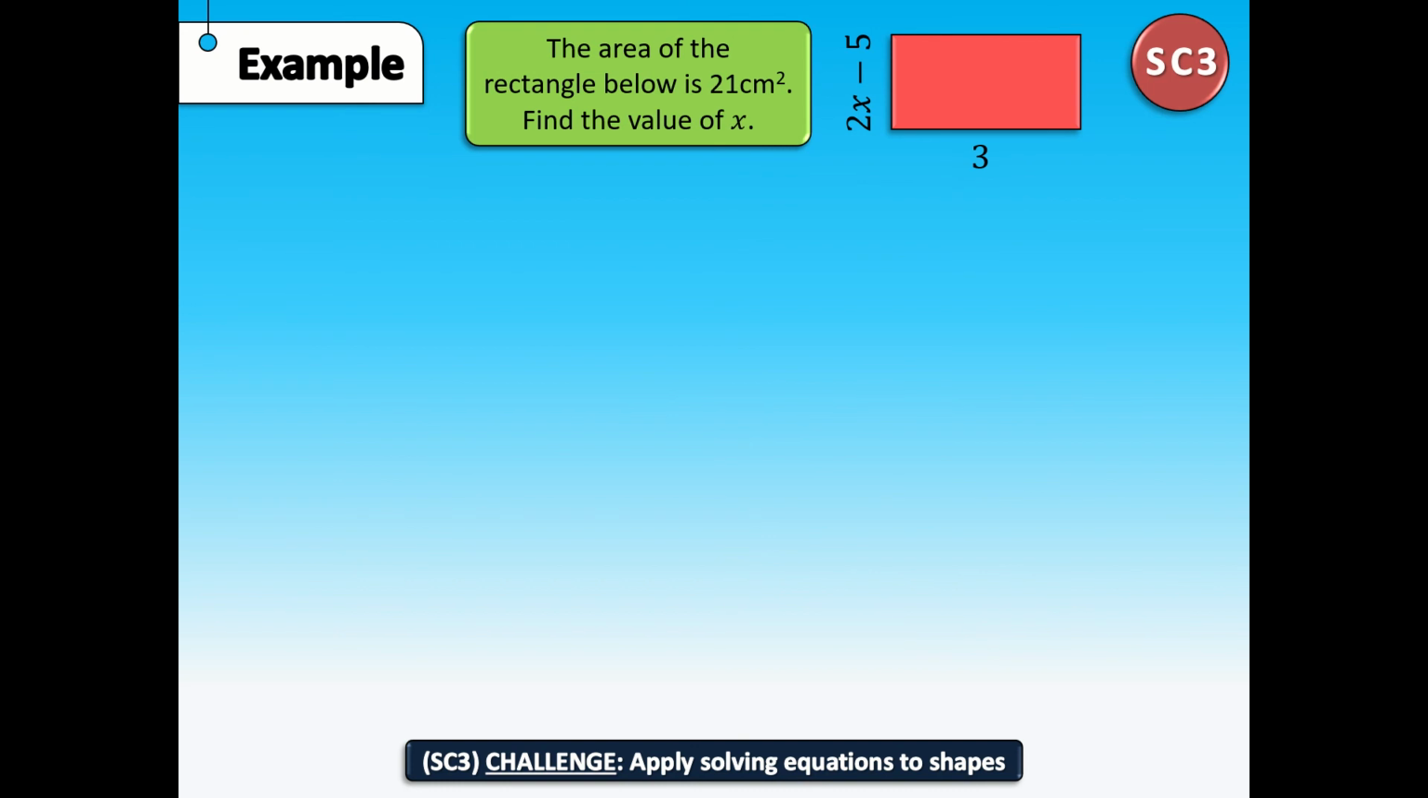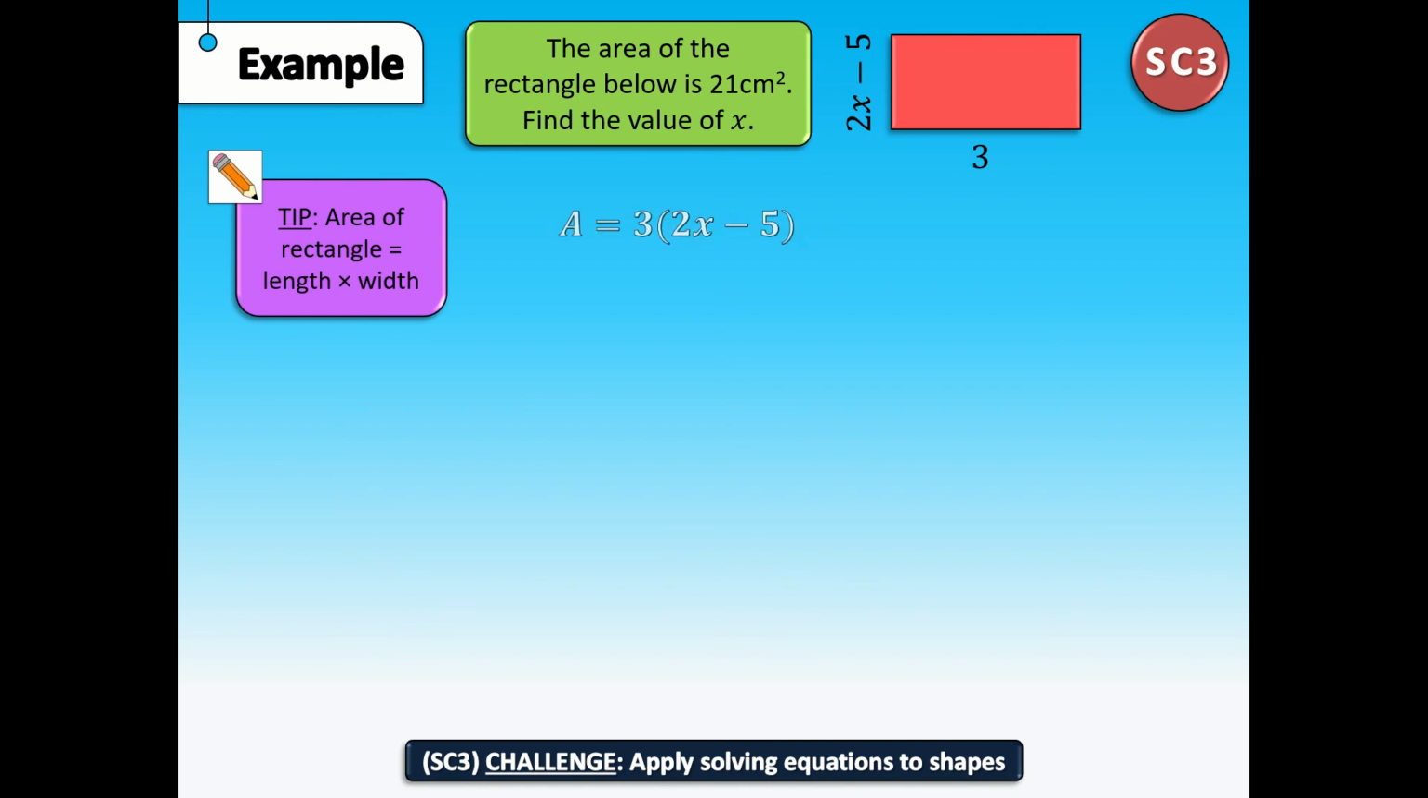In this question, we're told the area of the rectangle is 21 centimeters squared, and we want to find the value of x. So the area is the length times width, so we need to do 3 times by 2x minus 5. So the area, if we times 2x minus 5 by 3, is 6x minus 15. That's our expression for the area, but the area is actually 21, so that must equal 21.